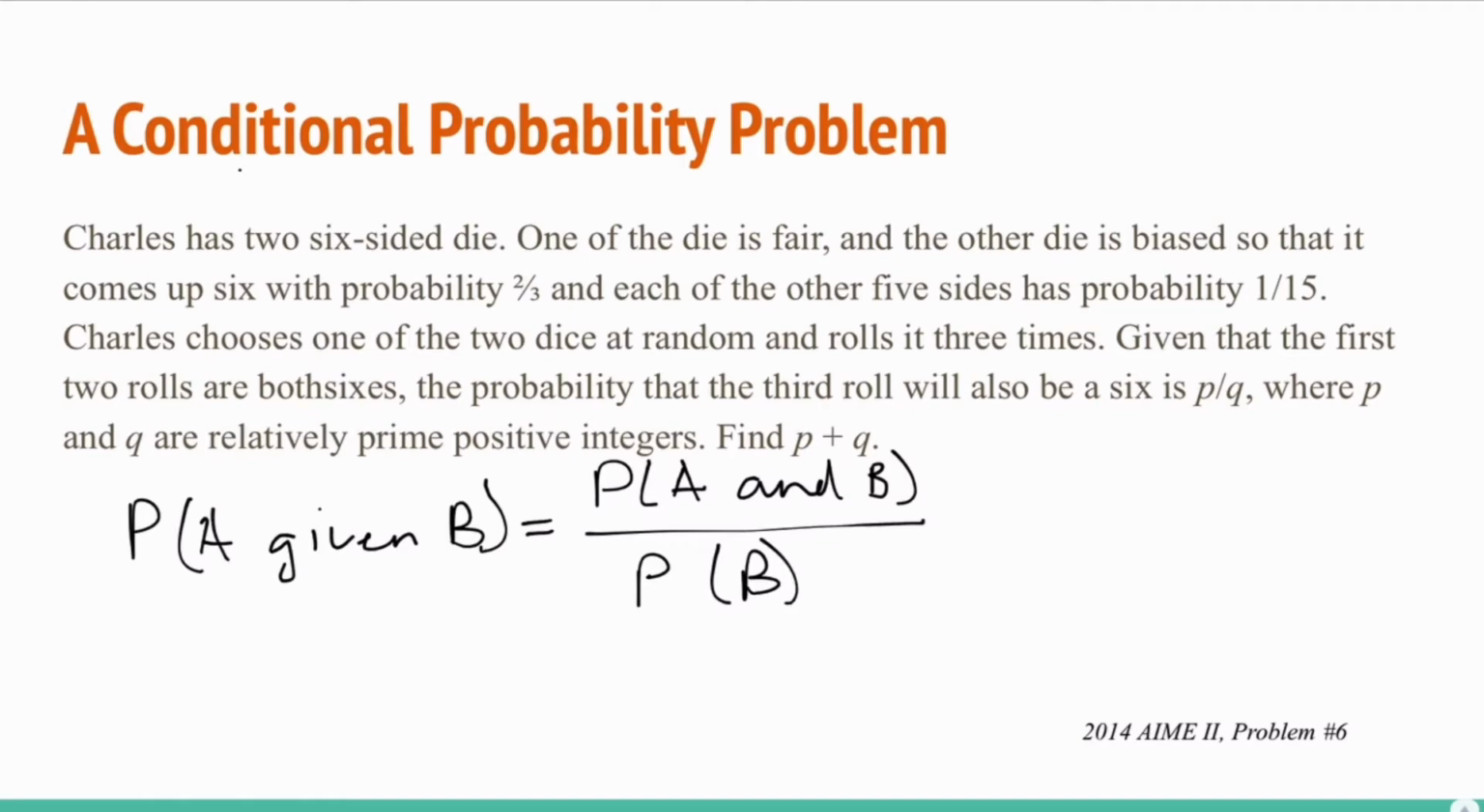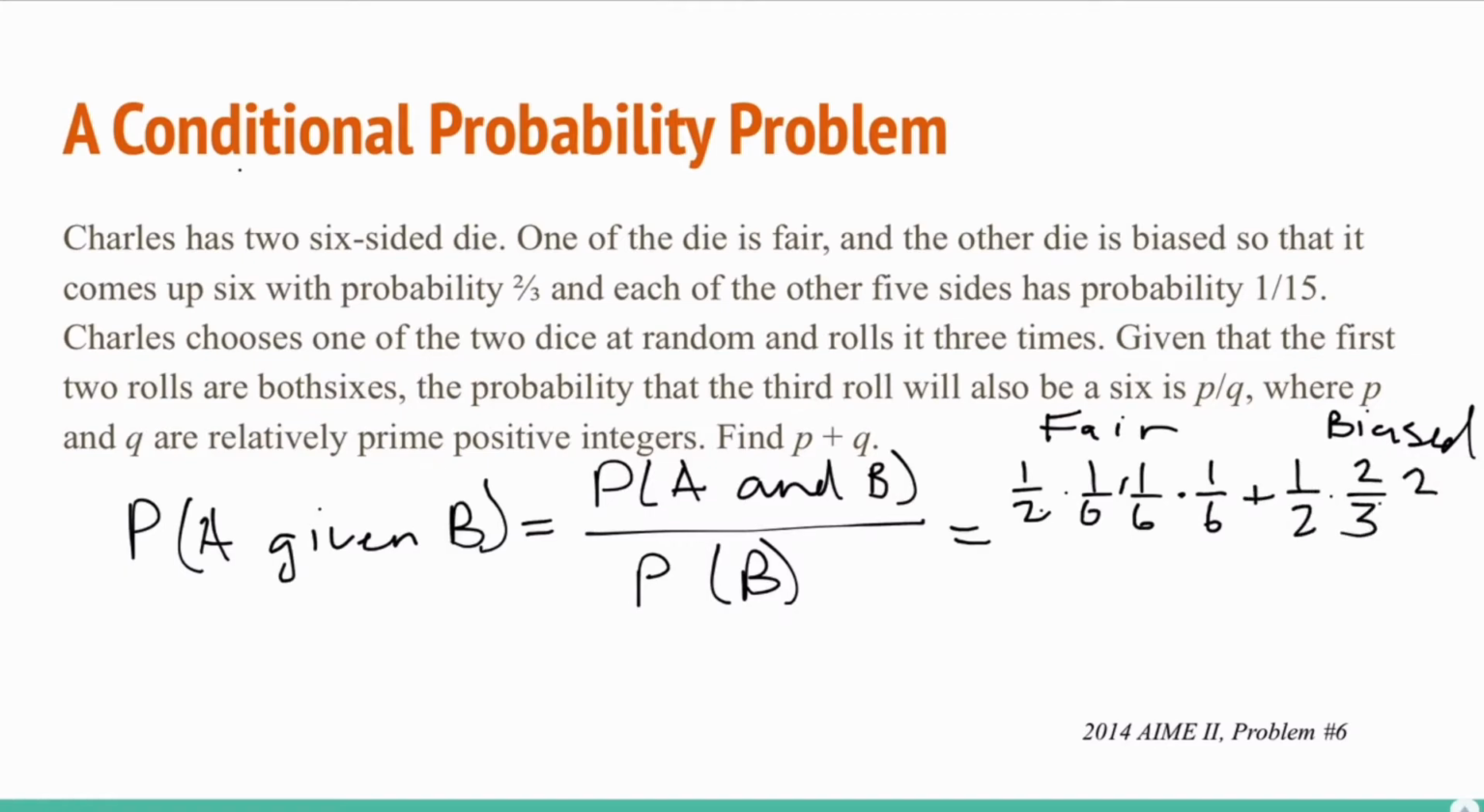In this case, there are two cases, one with the fair die and one with the biased die. The probability of the fair die for P of A and B is half times 1/6 times 1/6 times 1/6. The half factor is there because there's a 50% chance that he chooses the fair die. And we have to add half times 2/3 times 2/3 times 2/3, over the probability of B, which is just half times 1/6 times 1/6 plus half times 2/3 times 2/3.